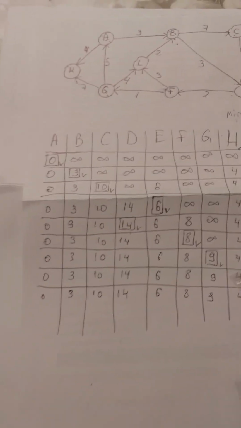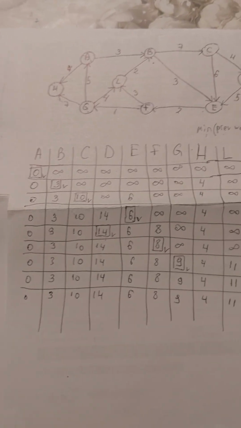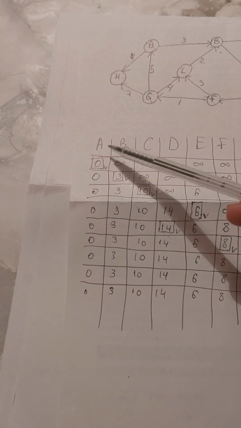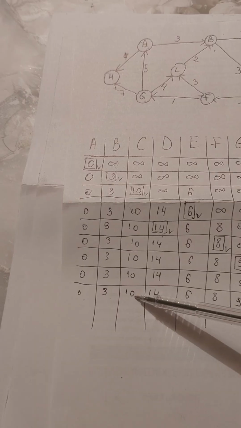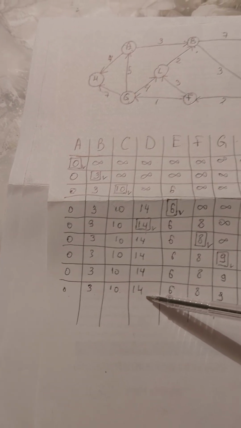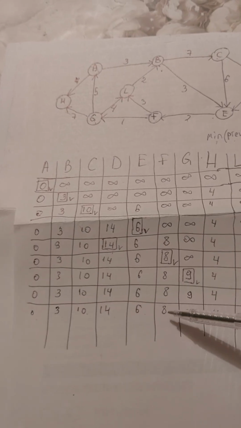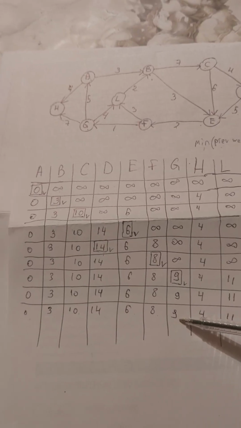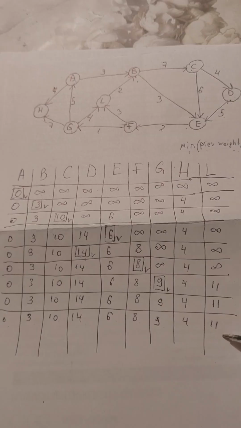Okay, so here we found our shortest path to each vertex. From A to A it's 0, from A to B it's 3, from A to C it's 10, from A to D it's 14, from A to E it's 6, from A to F it's 8, from A to G it's 9, from A to H it's 4, from A to L it's 11.